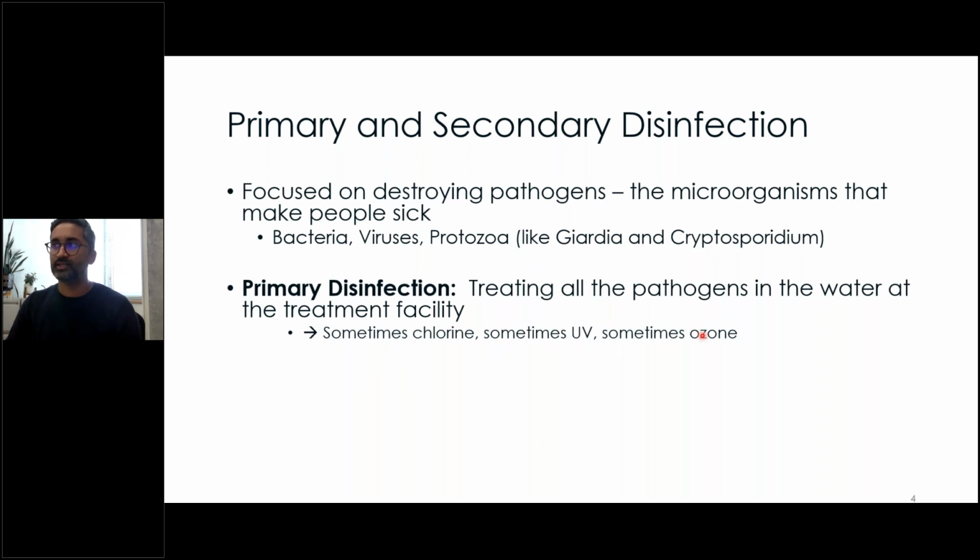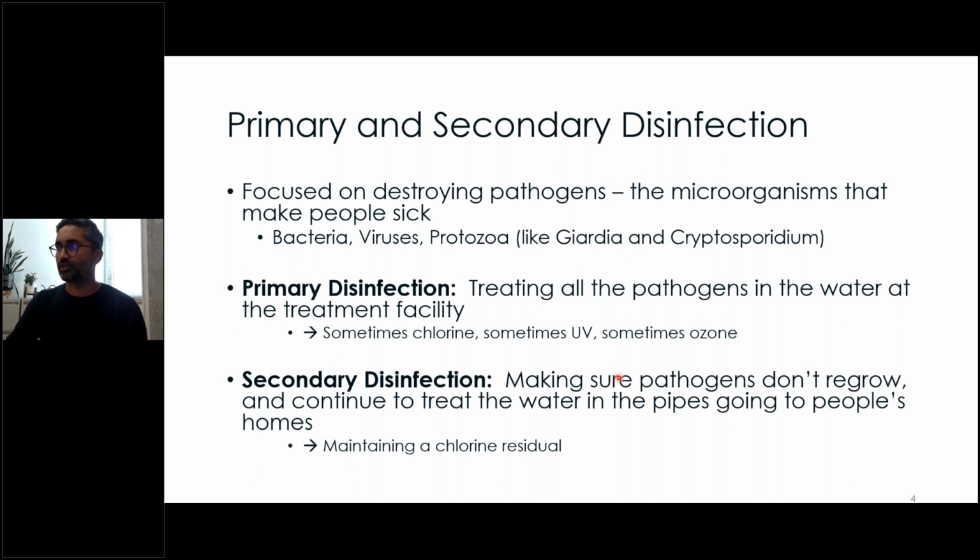And that could be chlorine, it could be UV, it could be ozone. And with secondary disinfection, we're making sure that those pathogens, the bacteria, the viruses, the protozoa, are not regrowing, and they continue to treat the water in the pipes as they get to people's homes. And you may have heard in other classes, people refer to a chlorine residual. So it's really about maintaining that residual and ensuring that there is some amount of chlorine in that distribution system in order to protect the water as it goes through.